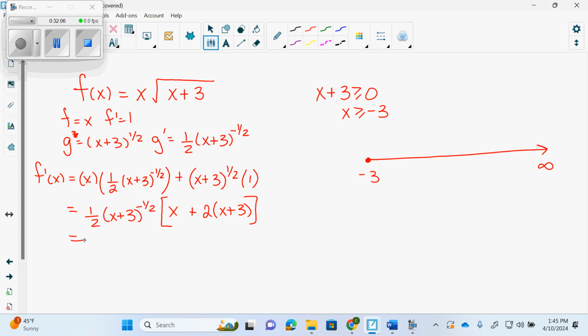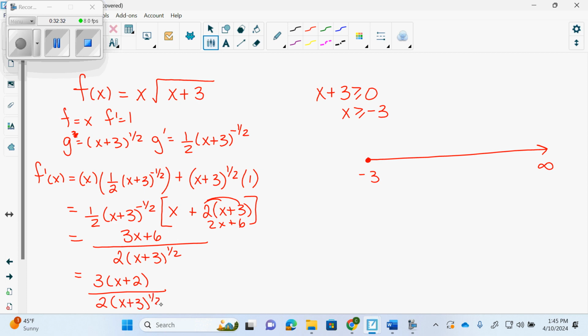Now, some people don't want to move that to the bottom. You don't have to. It's just easier when you're actually doing the number line if it is, so I'm going to move it down. So I have 2 times (x plus 3) to the half. Here I have 2x plus 6, so I'm going to end up with 3x plus 6, which can reduce to 3 times (x plus 2) over 2 times (x plus 3) to the half. So my critical numbers come from x plus 2 equals 0, x equals -2.